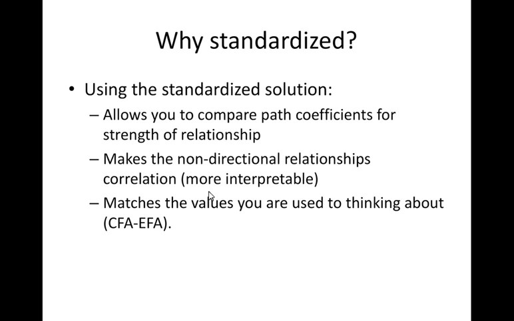Because anything closer to the absolute value of 1 is better. And it also, if you're doing a CFA or confirmatory factor analysis, it makes the interpretation very similar. So it matches those values. Your unstandardized solution may go over 1. The path coefficient may be 1.7. But in an EFA, you would never see that. So if you're looking at the standardized solution, you can use that same rule that you're used to, like 0.3. Anything over 0.3 is good.